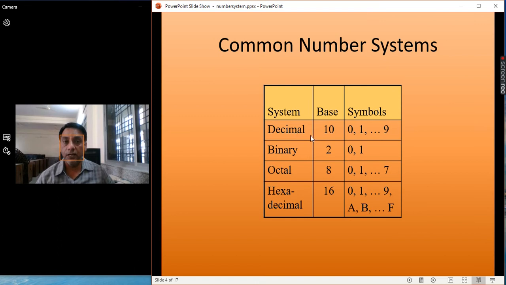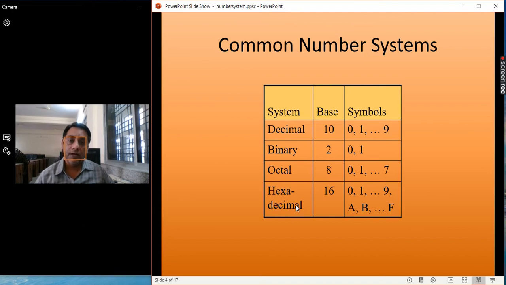Another one is the decimal. Its base is 10, and the entire number is just from 0 to 9. If I ask how you can generate a number, the entire number is within this range of digits, that is from 0 to 9.